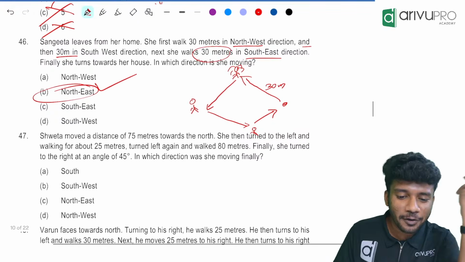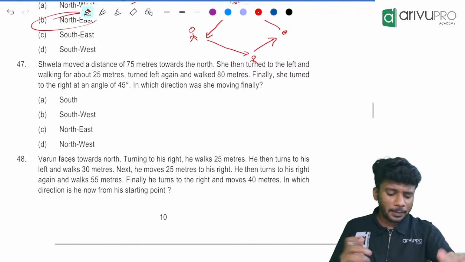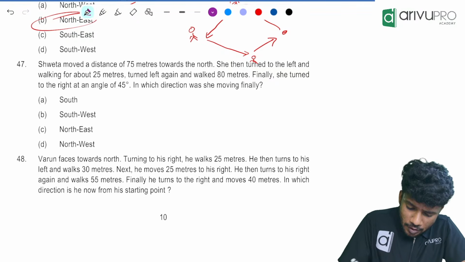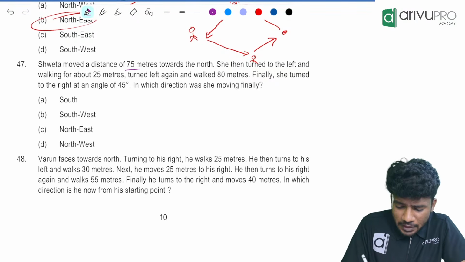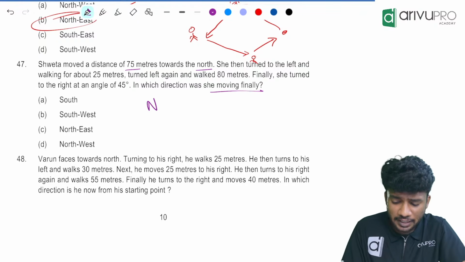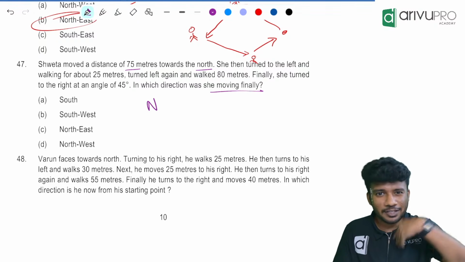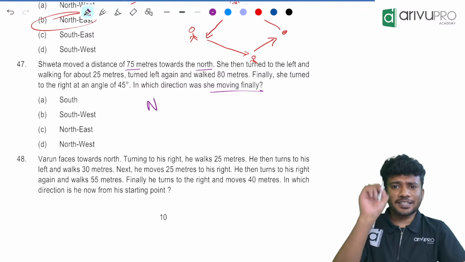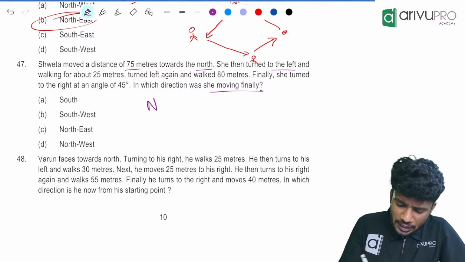Yes, everyone, I hope that you are getting it. Next one, people. Sweda moved a distance of 75 meters towards north. So in which direction is she finally moving, is the question. So we know which type of question it is. North is the initial direction. Then she took a left turn.